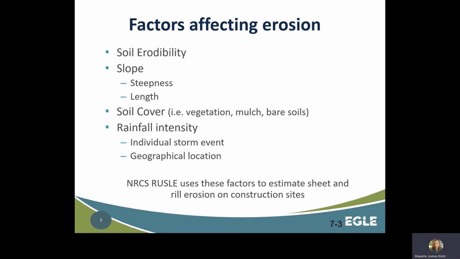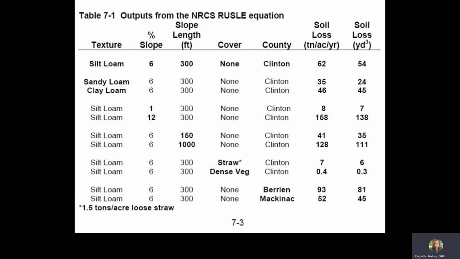However, first we will take a look at the NRCS RUSLE equation and how it illustrates how individual factors can alter the rate of erosion. Please refer to Table 7-1 in your training manual and on this slide. This table provides outputs from the NRCS RUSLE equation for estimating sheet and rill erosion from a site.